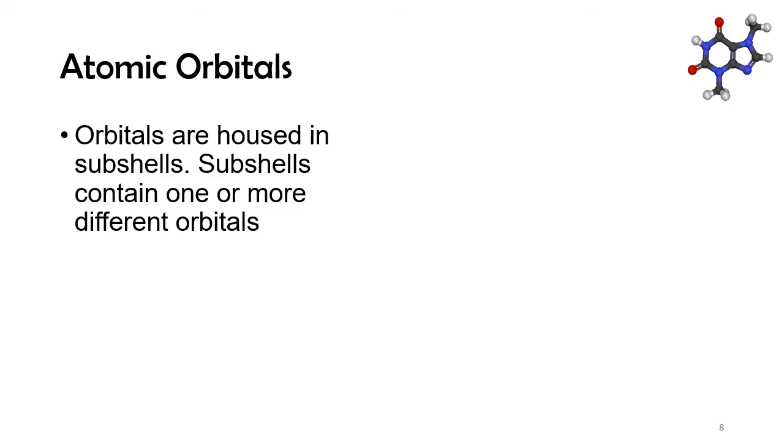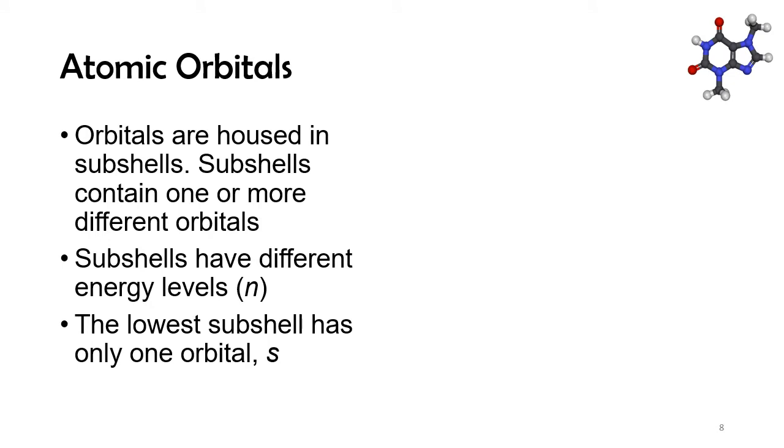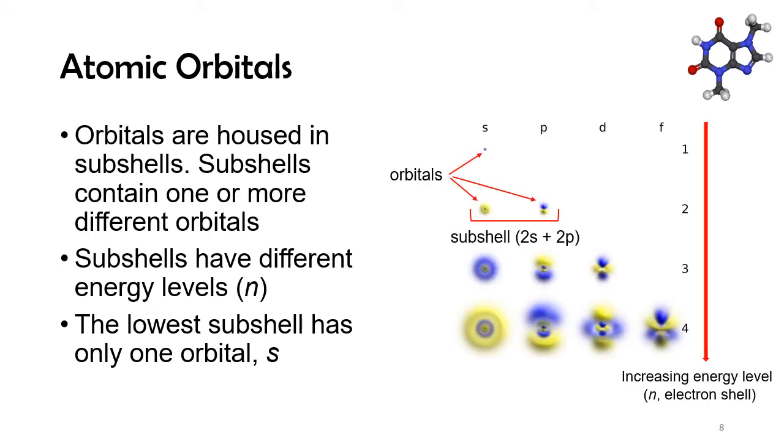Orbitals are housed in subshells. Subshells contain 1 or more different orbitals. Subshells have different energy levels. The lowest subshell has only 1 orbital, s. The first energy level contains a subshell that has only 1 s orbital.